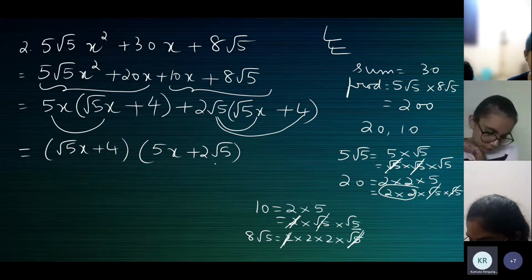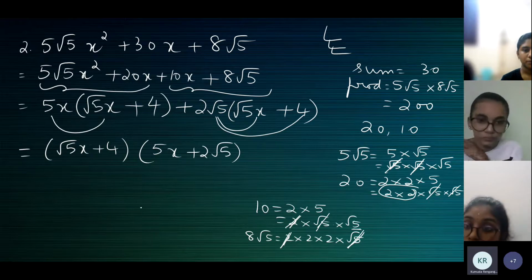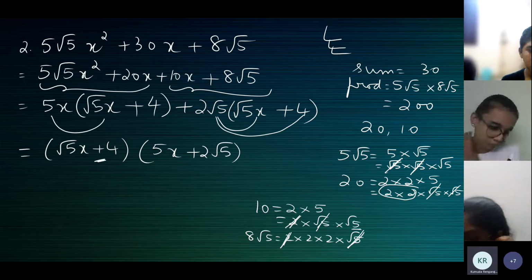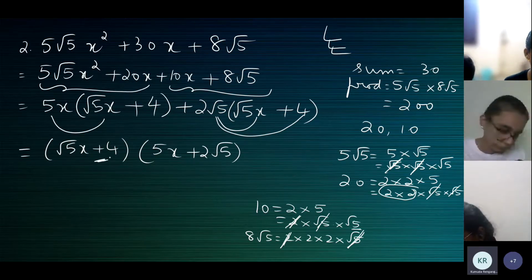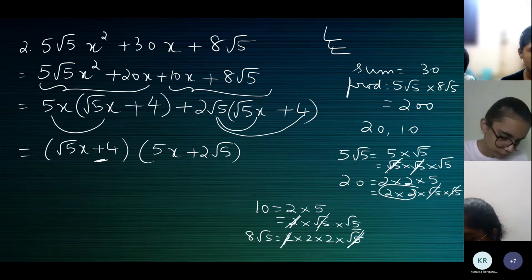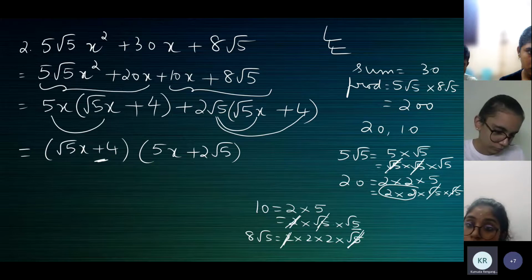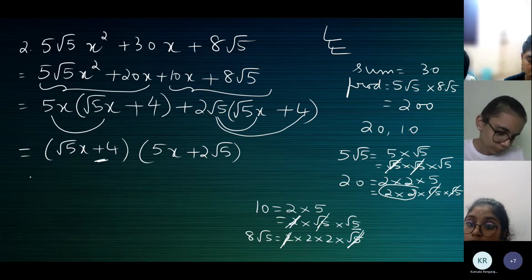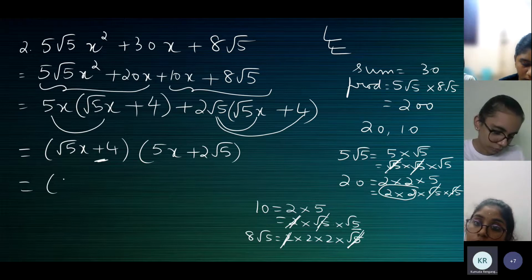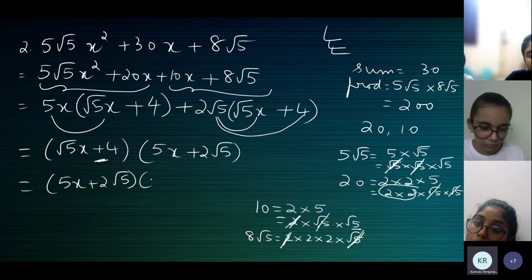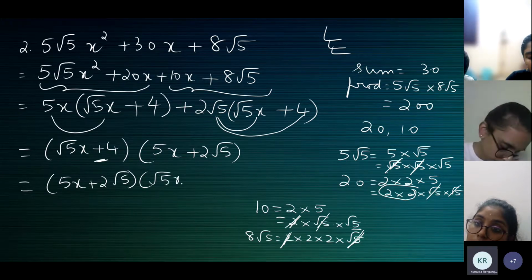Now, the earlier answer, I don't have it on my screen, so you can check it with your book. You have this factor, root 5x plus 4, yes or no, children, in the earlier working? Yes, ma'am. You all have root 5x plus 4, but you don't have this 5x plus 2 root 5. Okay, so I'll just write this 5x plus 2 root 5 first. And then I'll write this root 5x plus 4.